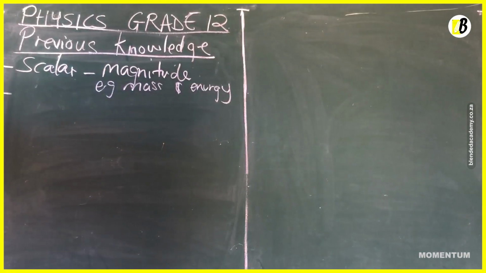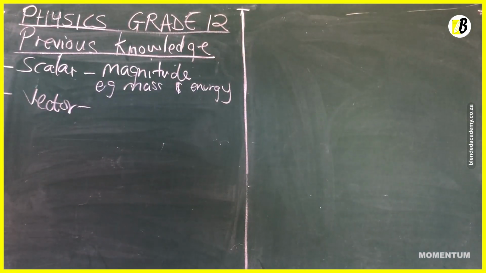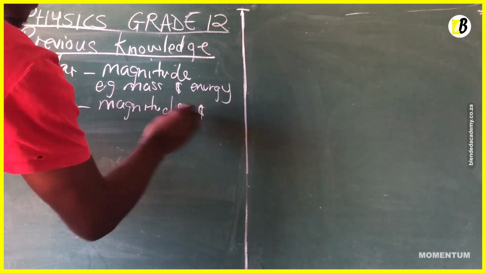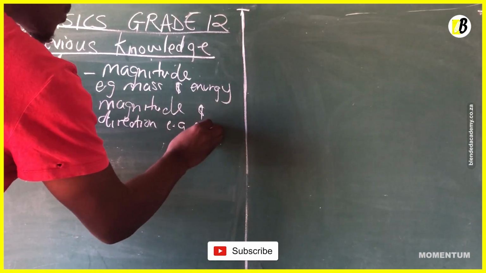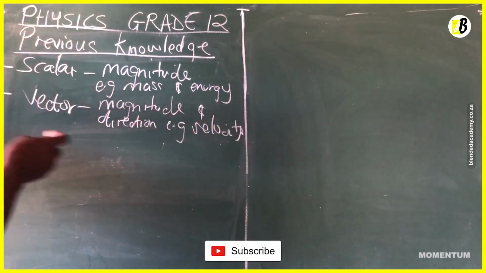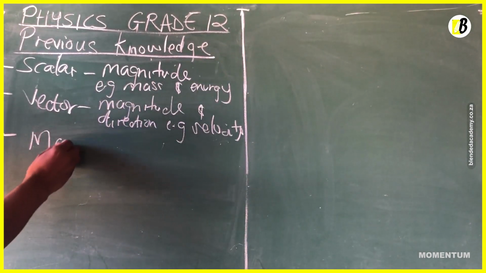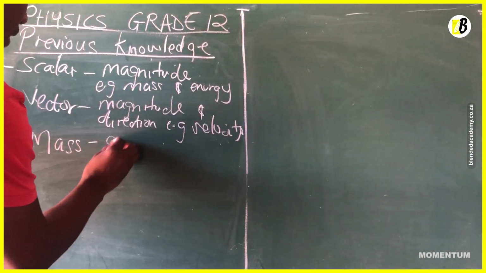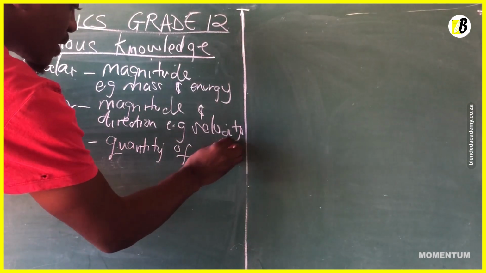And then the second quantity that you need to know, vector. For this quantity, we have both magnitude and direction. Both magnitude and direction for vector quantities. For example, we have velocity, where we have both magnitude and direction. And the third quantity that you need to know is your mass, which is the quantity of matter in a body. That's your mass, quantity of matter. You need to be familiar with this concept.